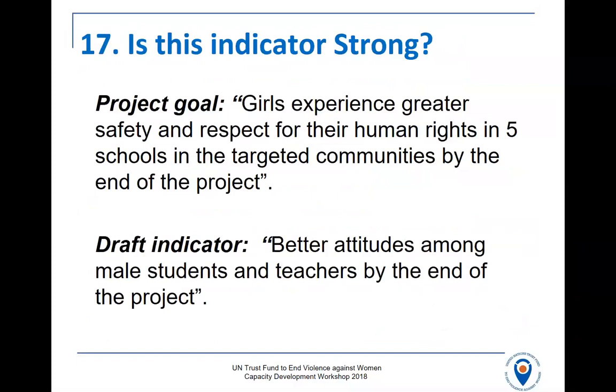Is it relevant to the goal? Is it measurable? Is it non-directional? Is it specific? Now, I would say, and it's an obvious one, but it's not relevant because they're measuring attitudes of men. It's not non-directional. They're only interested in measuring better attitudes. And it's not clear how it would be measured. So this is a bad example.